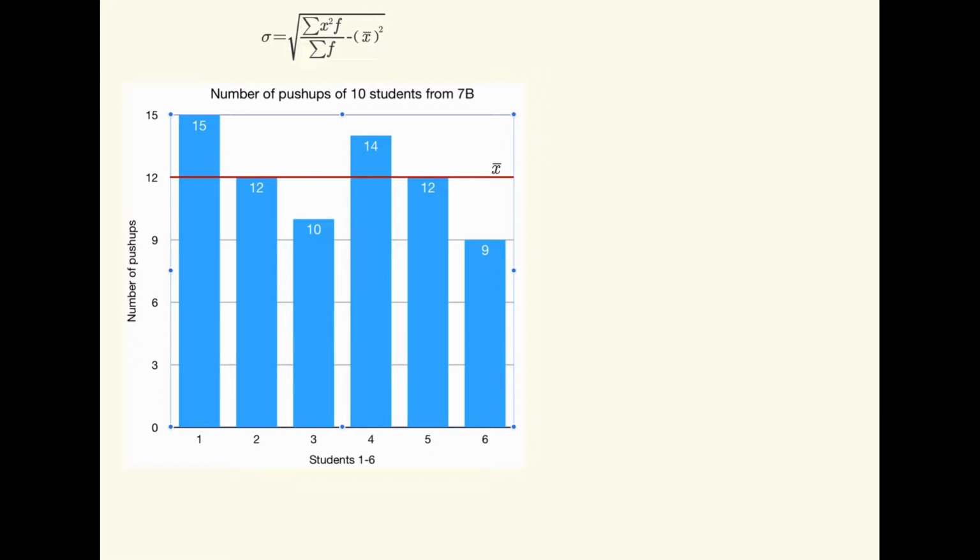Well, the standard deviation, and we use this lowercase sigma here, is on average, how much does each score differ from the mean or the average? And so here I calculated the mean number of push-ups. So 15 plus 12 plus 10 plus 14 plus 12 plus 9. You add them all up and you divide by 6 because there are 6 scores, and you get 12, right? So we put this 12, the mean number of push-ups for these students, across, so we could easily compare the mean to each of the scores.